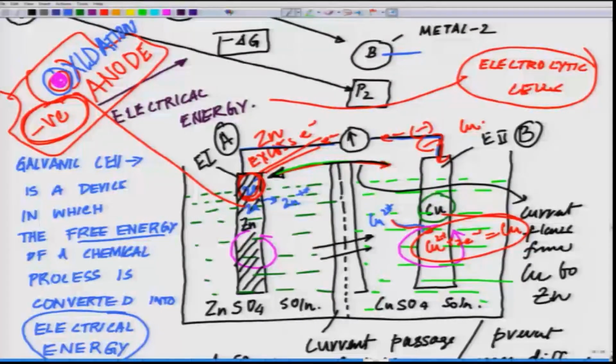Similarly, at the copper electrode, copper ions are coming here and taking up electrons, so there is a reduction process happening. This is called the cathode or the positive electrode. These are some of the basic fundamentals one has to understand, and a galvanic cell can be represented.